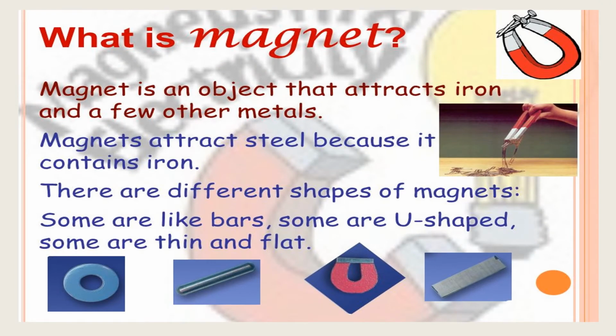What is a magnet? A magnet is an object that attracts iron and a few other metals. Magnets are rocks or metals that create an invisible field around themselves. These fields attract other magnets and certain metals. Magnets attract steel because it contains iron. There are different shapes of magnets. Some are like bars, some are U-shaped, some are thin and flat.